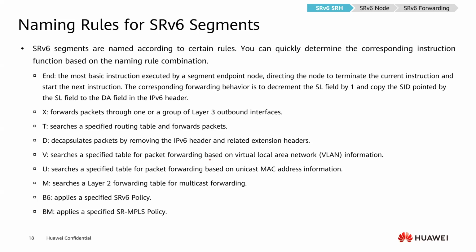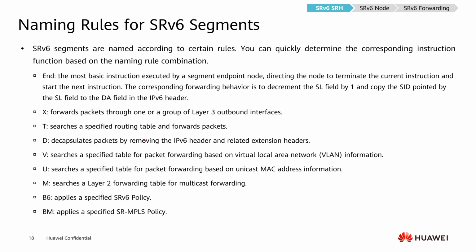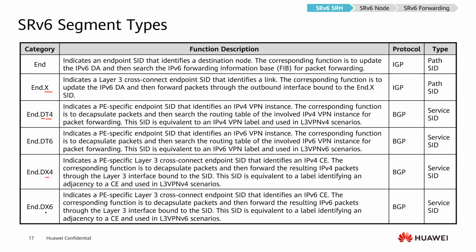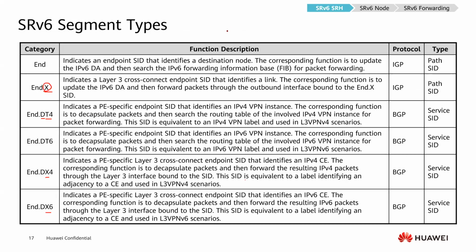So when you look at this segment type, you may be wondering what these letters X, T, D mean. They are actually defined. The X in NX and DX stands for: I should forward the packet through one or a group of layer 3 interfaces. For example, NX means I should forward from a certain layer 3 interface and send out.